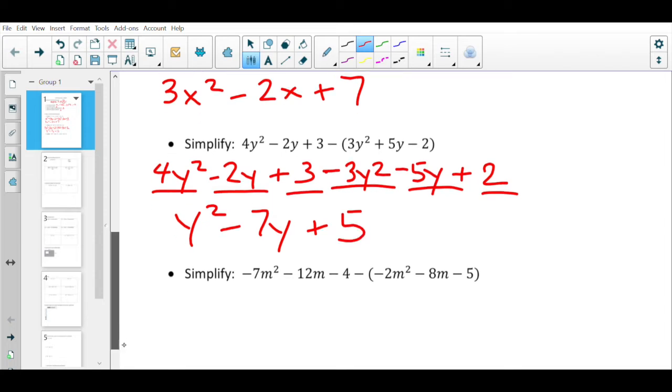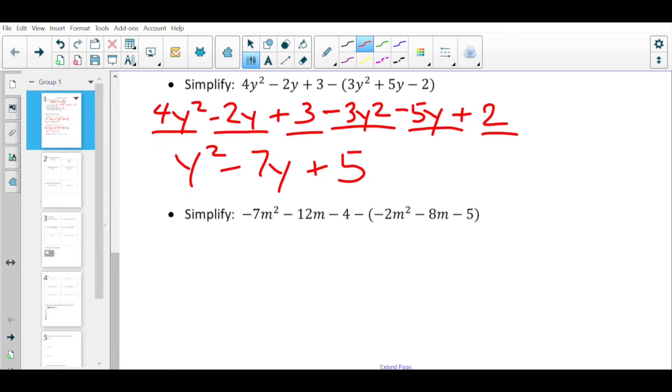There you go. Simplify. Negative 7m squared minus 12m minus 4 minus the quantity, negative 2m squared minus 8m minus 5. A bonanza of negative numbers. So let's keep track of this. So let's rewrite the first part.